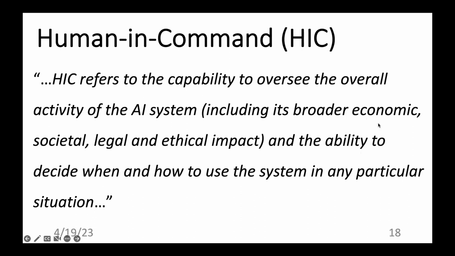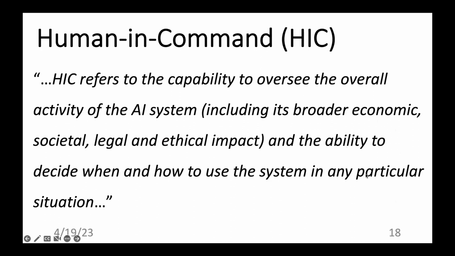Then there's the concept of human in command, which refers to the capability to oversee the overall activity of the AI system, including its broader economic, societal, legal, and ethical impact, and the ability to decide when and how to use the system in any particular situation.